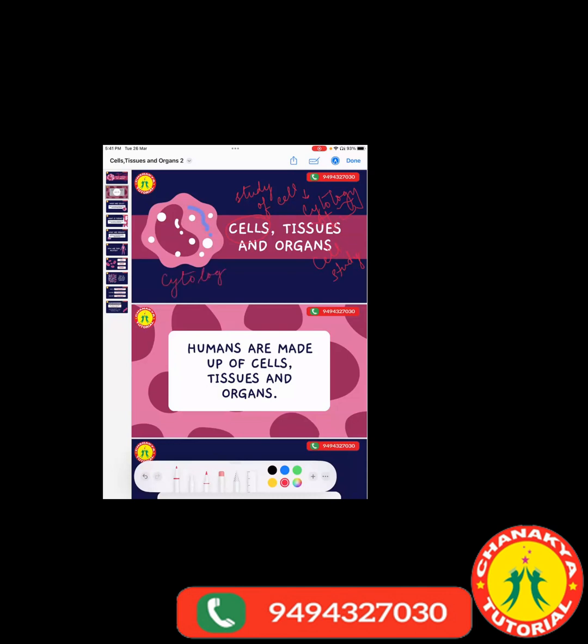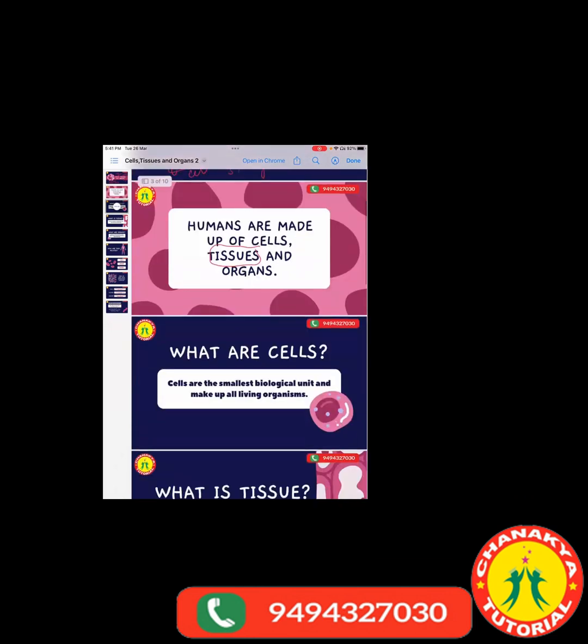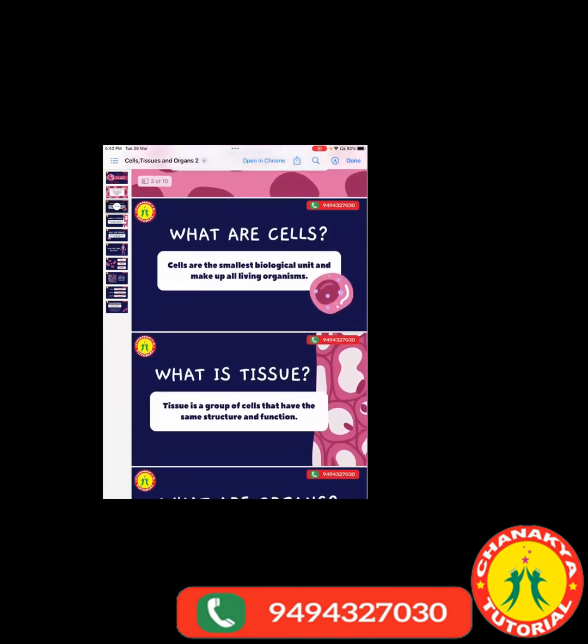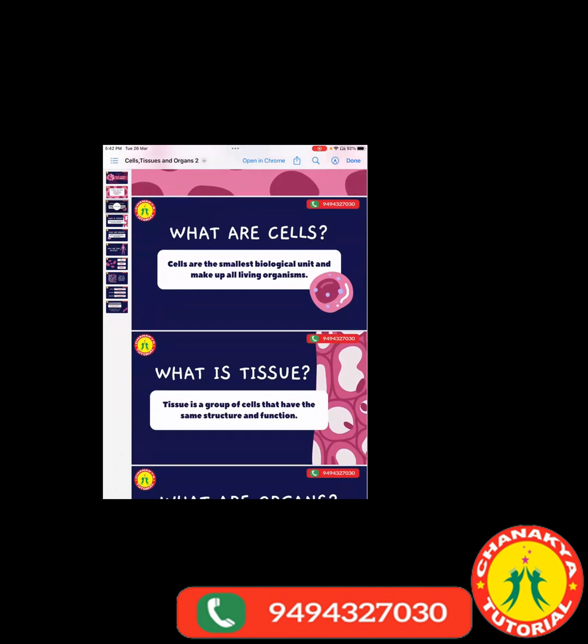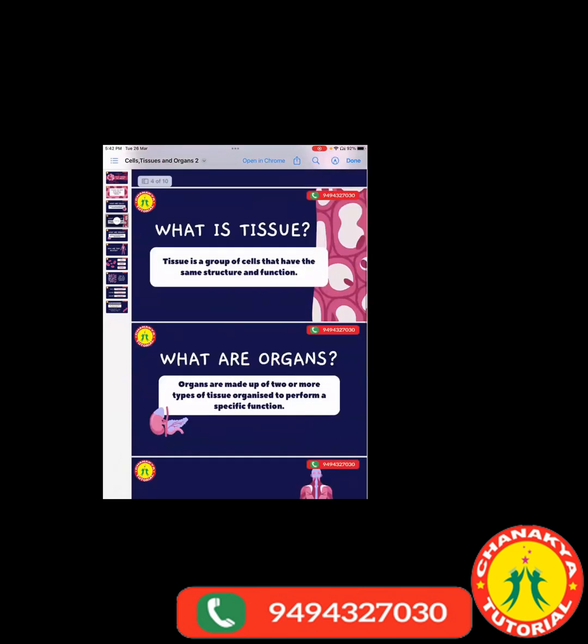Here, the cyto stands for the cell and the logy stands for the study. So study of cell is called as the cytology. Whereas when we talk about the group of cells, they are called as the tissues. So when the group of cells join together, they are called as the tissues. So humans are made up of cells, tissues, and organs. Now, what are cells? They are the smallest biological unit and they are made up of the living organelles. Now, what are tissues? They are the group of cells that have the same structure and function.